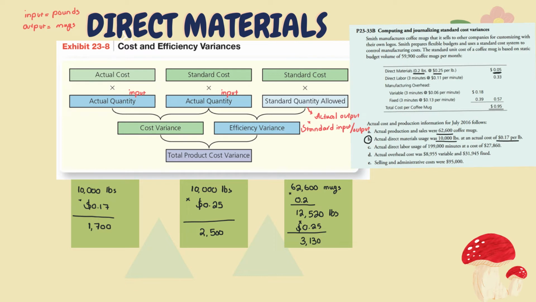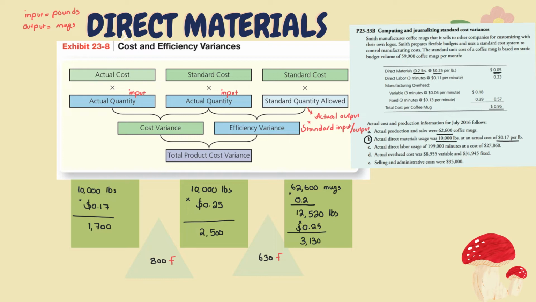Now, the difference between 1,700 and 2,500 will be 800. And the difference between 3,130 and 2,500 is going to be 630. Now let's see, is it favorable or unfavorable variance? Direct materials is a cost. So I expected to pay 2,500, I paid 1,700, I paid less, so it's gonna be favorable variance. Here, I expected to pay 3,130, I paid 2,500, so it's gonna be favorable.